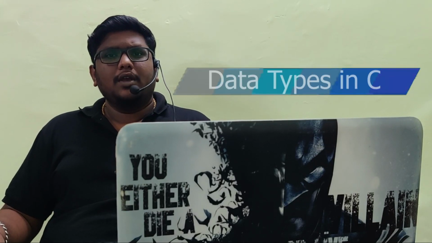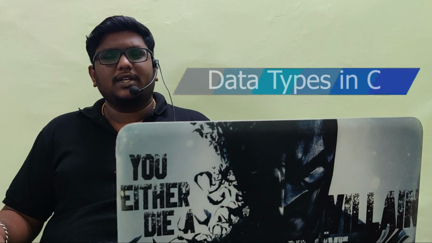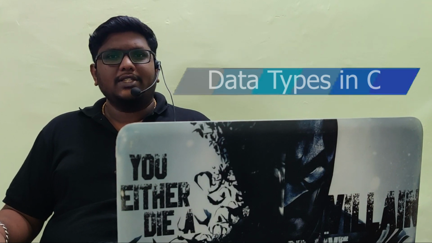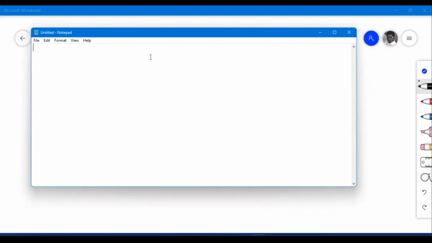Hello everyone, let's continue the session on C language. In today's video, we'll be discussing data types in C. Now C has a lot of different data types. The major categories of data types in C language are, number one, primitive data types, number two, derived data types, and number three, user defined data types.